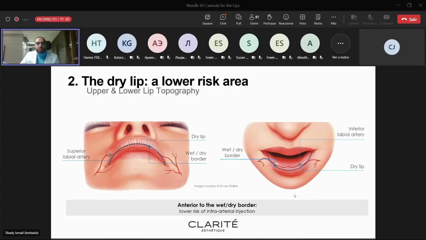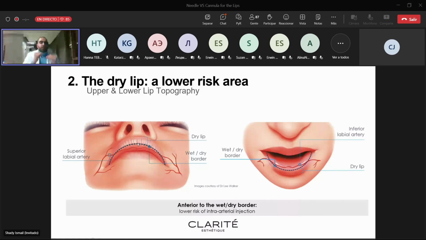Where is the artery? We have the white lip and we have the red lip. The red lip has two parts, the dry lip and the wet lip. In between them, we can see the wet-dry border. Here, where is the artery? Either on the wet-dry border, 2 millimeters anteriorly, or 2 millimeters posteriorly, or 2 millimeters inferiorly in the muscle.